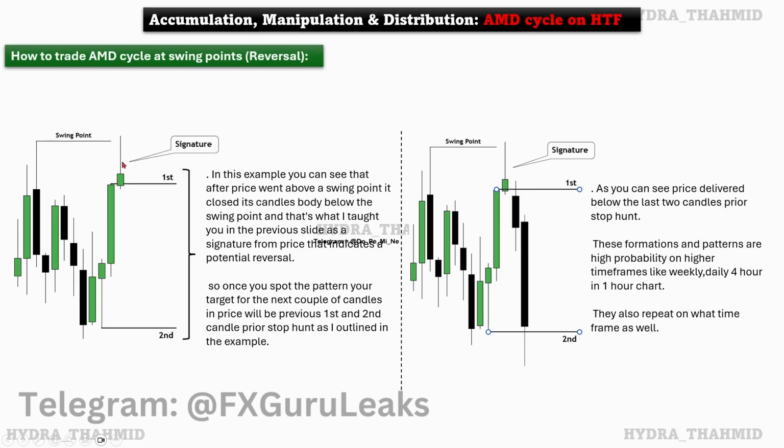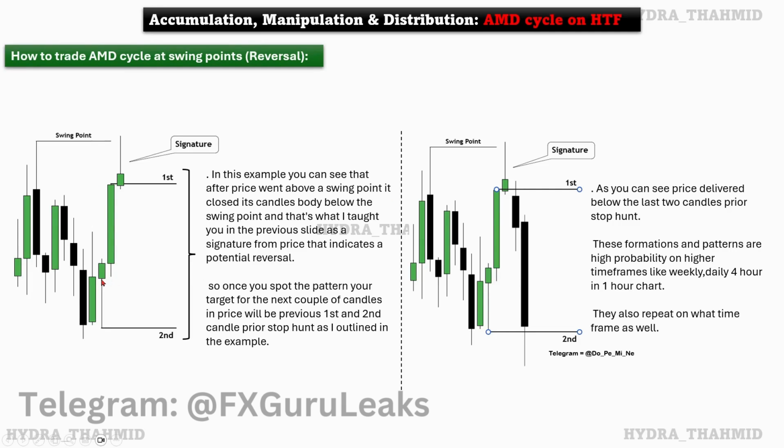Look at the candle body. This candle, you are going to wait for price to close. We're not going to be engaging at this candle, and that's a signature from price that we have a potential reversal on the way. And once price closes the body, what's going to be your target? What are you going to be targeting? We're going to be targeting this first candle and the second candle prior to the stop hunt. So this candle did the stop hunt. What are the previous 2 candles prior to the stop hunt?